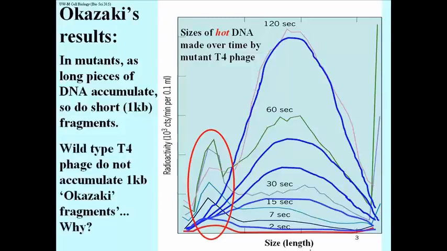When Okazaki did the same experiment with wild-type phage, adding hot thymine only tagged longer and longer DNA, as indicated by the dark blue curves in this graph. And that's because ligase was so efficient that the short pieces that were made were quickly ligated to make long strands of new DNA. Okazaki had demonstrated discontinuous synthesis of short pieces of DNA using the ligase-deficient T4 phage, which explained how one strand must behave at the replication fork. In his honor, these pieces of DNA were later named Okazaki fragments.